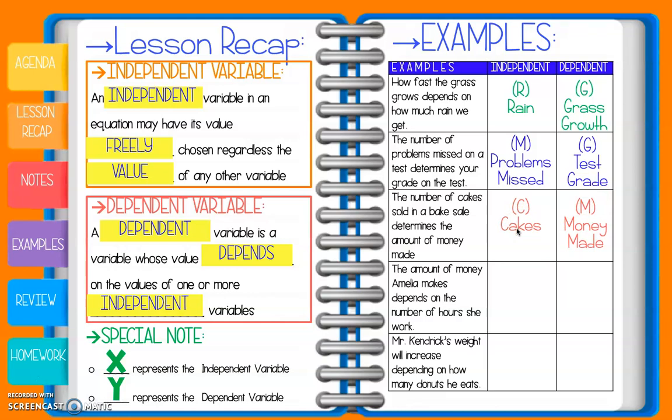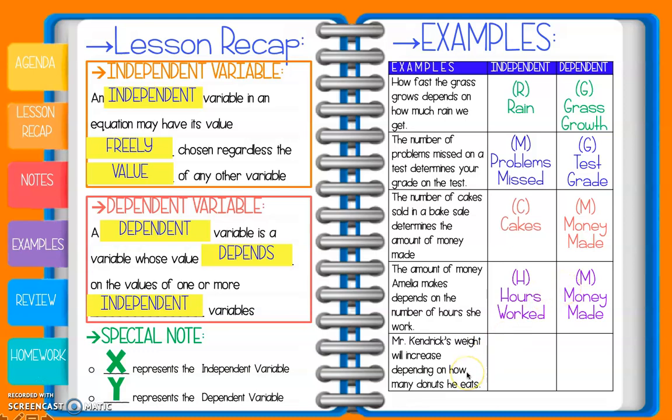The amount of money that Amelia makes depends on the amount of hours that she works. So if Amelia only works a few hours, she's not going to make very much money. However, if she works a lot of hours, her money is going to go up. So the money that she makes is dependent on the hours she works. So it's our dependent variable, or M. And H is going to be our independent variable because it's how many hours she works, and it directly affects the money that she makes.